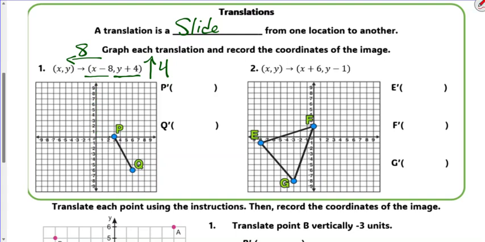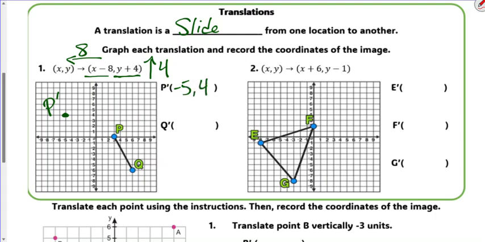I'm going to go 1, 2, 3, 4, 5, 6, 7, 8 to the left, and then 1, 2, 3, 4 up. I don't actually want to mark each of those. I'm going to erase that. That's where it's going to end up. It moved 8 to the left, 4 up. That's my new point, so I mark that with the apostrophe and say that that is point P prime. So the coordinates there are -5, +4.